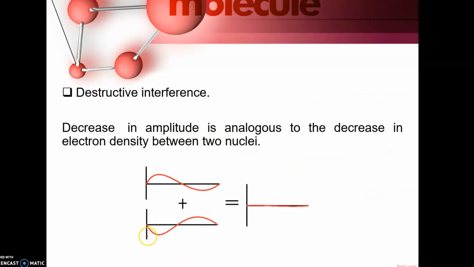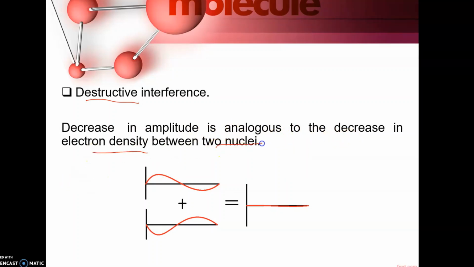While the bonding orbital is called constructive interference, the anti-bonding orbital is also known as destructive interference, which is a decrease in amplitude analogous to the decrease in electron density between two nuclei. When the waves are different here, they become destructive and cancel out, meaning no electron density between the nuclei.